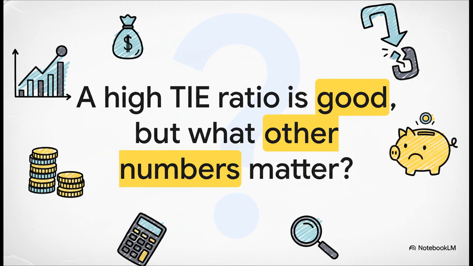So there you have it, the times interest earned ratio. It's a fast, effective way to get a read on a company's ability to handle its debt. It's your financial early warning system. A high TIE ratio definitely signals safety, but it also brings up one last important question. What other numbers do you need to look at to really get the complete story of a company's health?